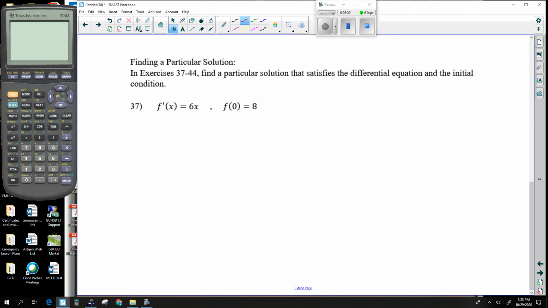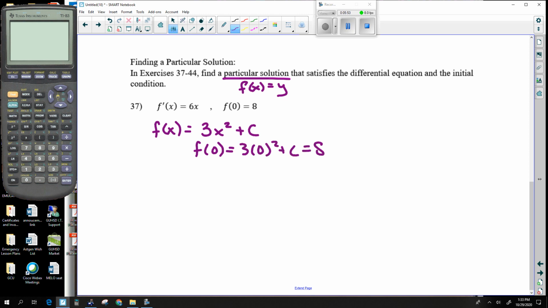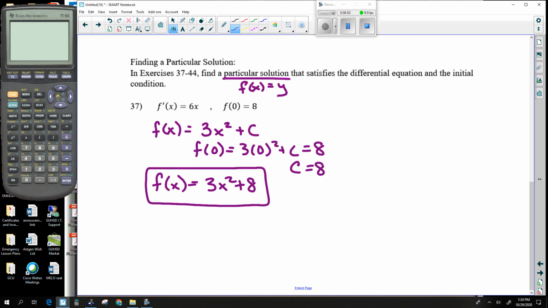All right, find the particular solution. That means what is the actual f of x, or what is the y in this situation? They give me a derivative, thus I have to take an integral. So f of x is going to be equal to 3x squared plus c. They give me that initial condition, f of 0, and they say that's equal to 8. Thus c is equal to 8. Thus the solution is 3x squared plus 8.